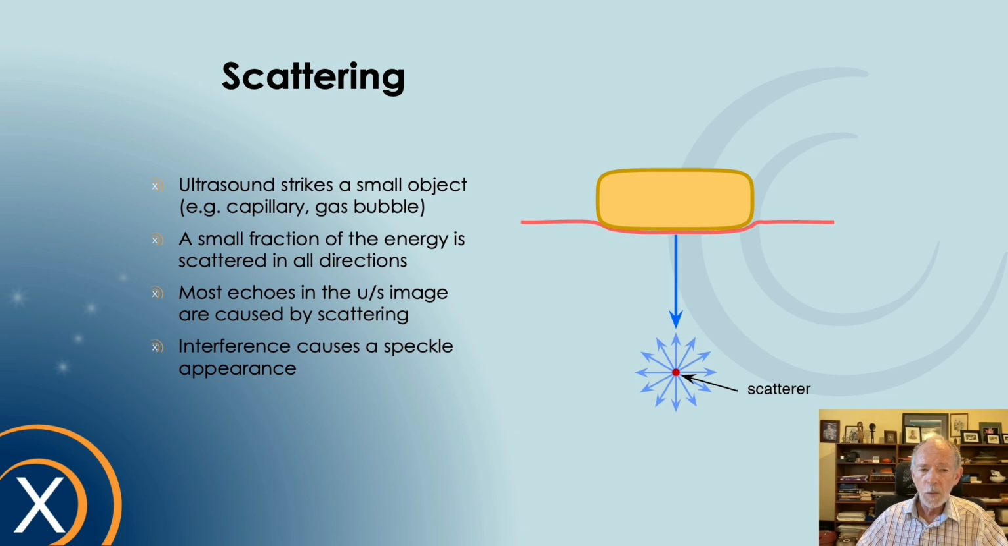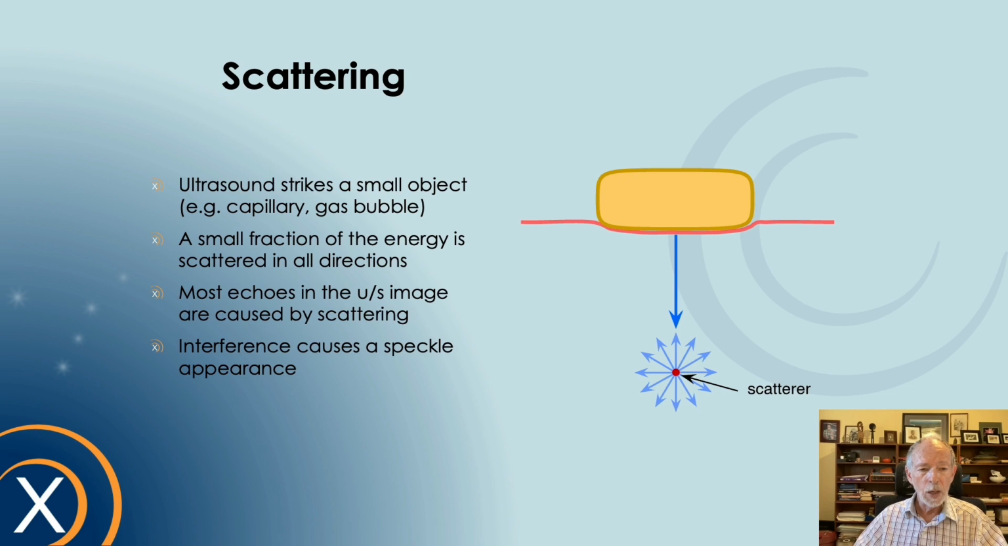So this means that we will always get some small fraction of the scattered energy directed back towards the probe, and it can be detected and displayed in the image. So reflection is very sensitive to the orientation of the tissue interface. Scattering is not directional. With scattering, it doesn't matter what direction we look at a scatterer from, we're always going to get an echo from it.